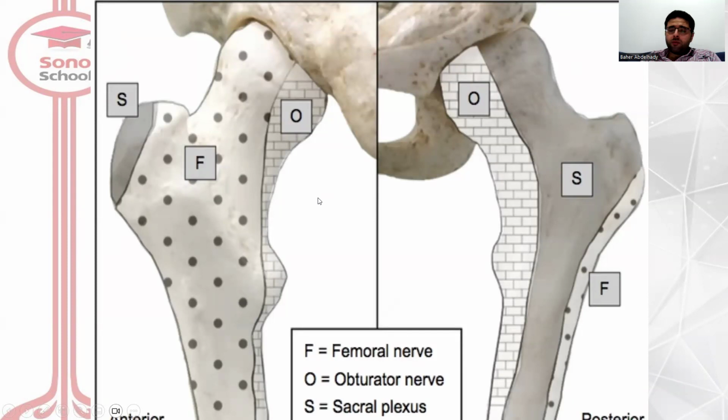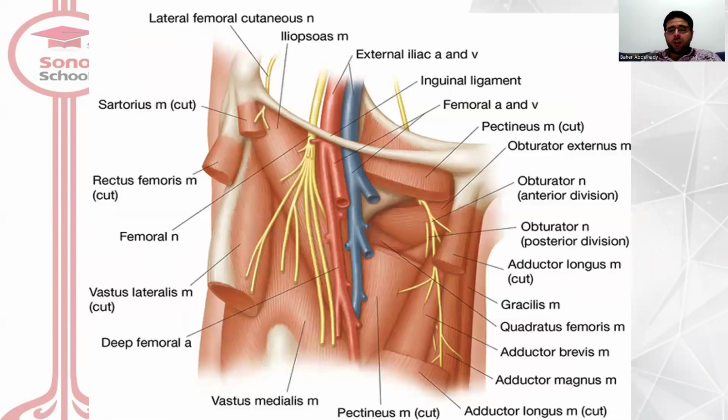So the anterior aspect is supplied mainly by the femoral nerve. So if I decide to give a nerve block as analgesia in this patient in the ER, I will give a femoral nerve block. What about the anatomy of the femoral nerve?